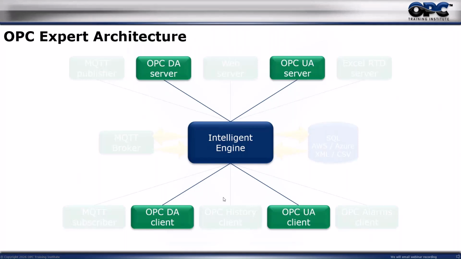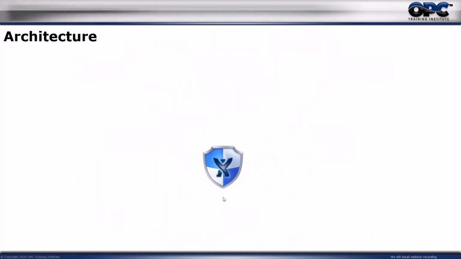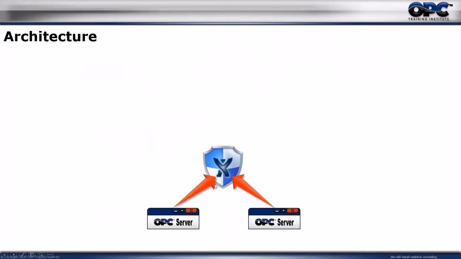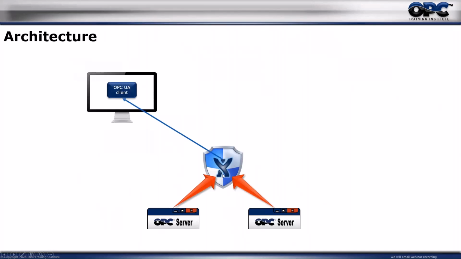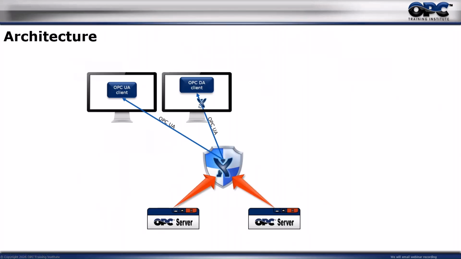All right, so now let's take a look at what's going on here. With this security, you can take in data from OPC servers and then send it out, for example, to an OPC UA client via OPC UA. Or you can send it to a DA client. See that? OPC UA, and this converts it back from UA to DA. So that's baked right in here.